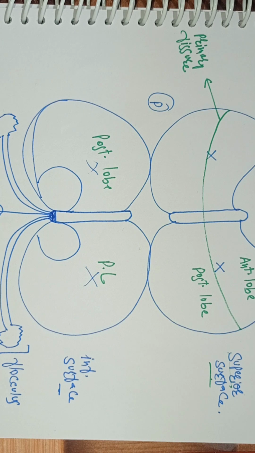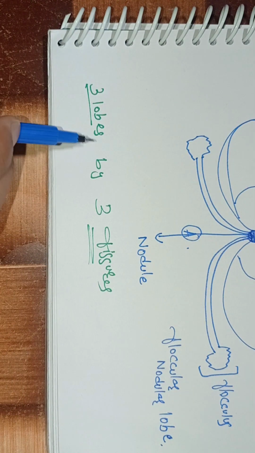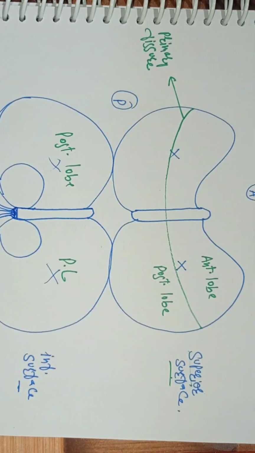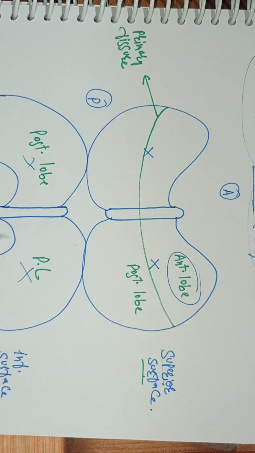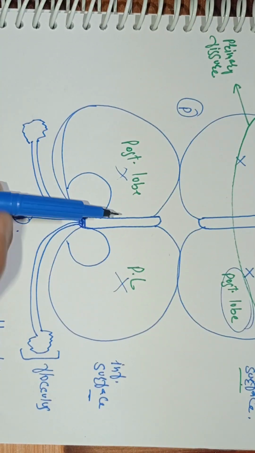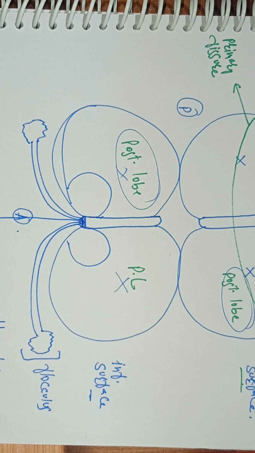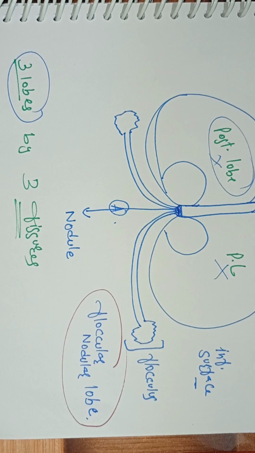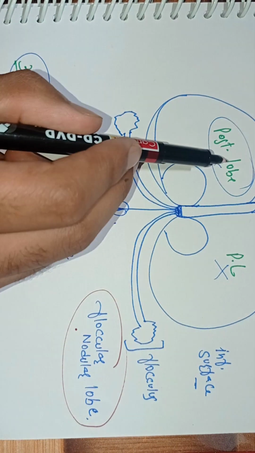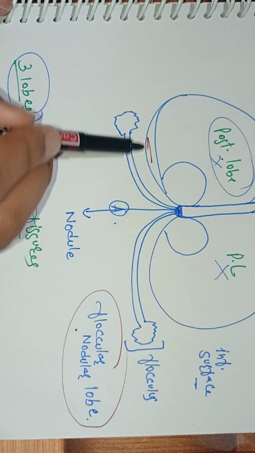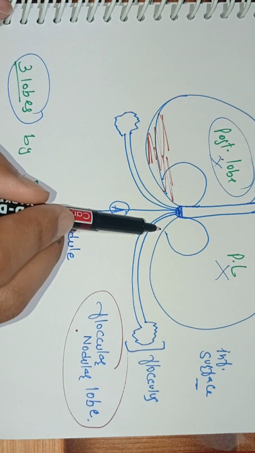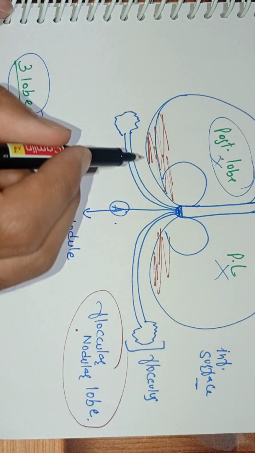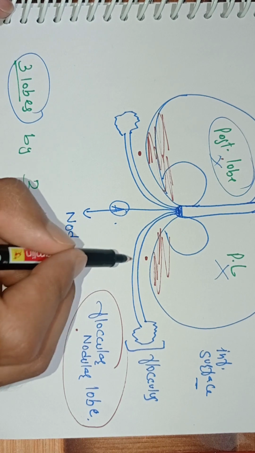So we know the cerebellum has three lobes. The first is the anterior lobe. Then we have the posterior lobe, which continues here. Then we have the third lobe, the flocculonodular lobe. It is separated from the posterior lobe, which goes up to here, by this fissure, by this area.